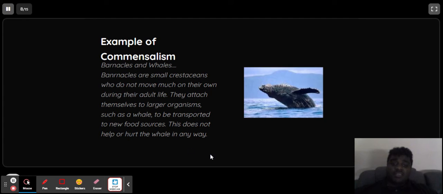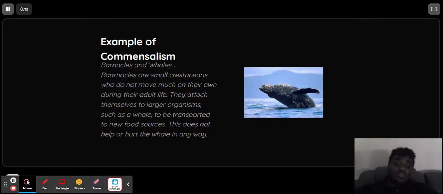So an example of this would be barnacles that live on whales. If you've ever seen a picture of a whale, you notice those white things all over its body. Those are called barnacles, and they are small crustaceans, which are very closely related to crabs. Crabs are also crustaceans, or clams, or oysters. Those are all crustaceans. But what they do is they attach themselves to larger organisms so that they can be transported around and kind of filter the water to get food. This doesn't hurt the whale in any way.